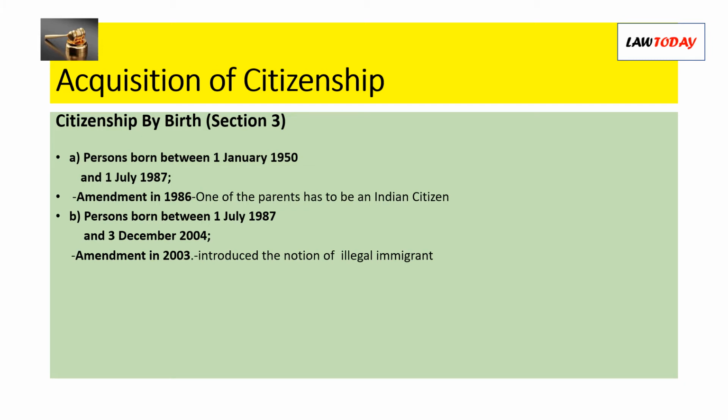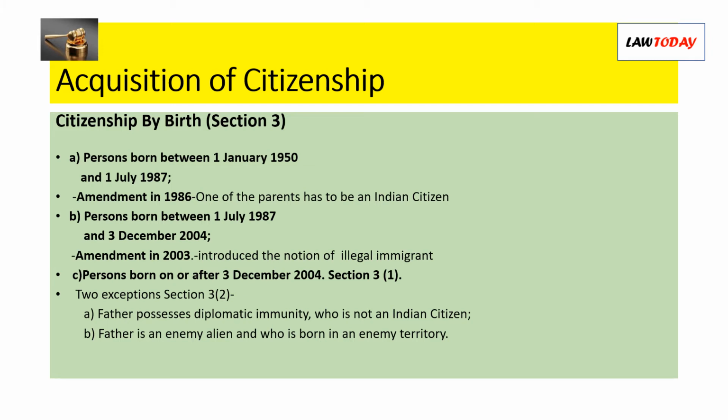Section 3 was further amended in 2003 and became effective from 3rd December 2004. The amendment introduced a notion of illegal immigrant and disallowed citizenship by birth for children born in India if either of the parents is an illegal immigrant. After the amendment, every person born in India on or after 3rd December 2004 is a citizen of the country if both his parents are Indians or at least one parent is a citizen and the other is not an illegal immigrant at the time of his birth.